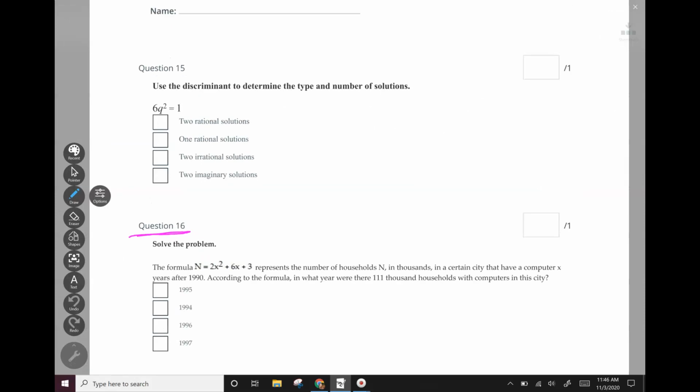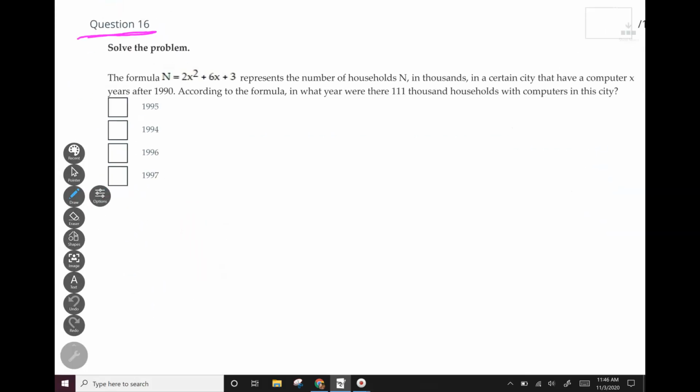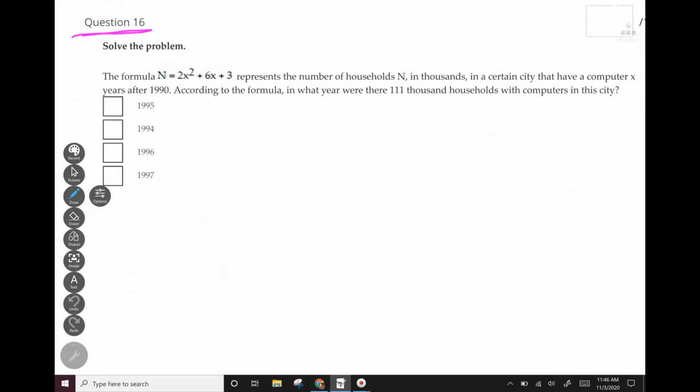We're going to do number 16. Several people have asked me about this word problem. The formula represents the number of households in thousands. So n already accounts for 1,000. It is in terms of thousands. In a certain city that have a computer x years after 1990. Okay, so x is the number of years after 1990.